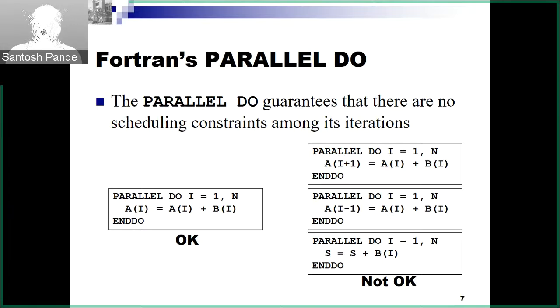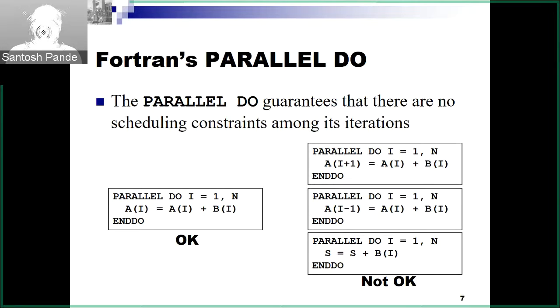Similarly, 6 and 7 cannot be in parallel for the exact same reason. The 6th iteration will be producing the value A of 7, and the next iteration will be consuming it, and there will be a dependence between them. So each pair of consecutive iterations has a dependence, and because of this, this whole loop will execute sequentially.